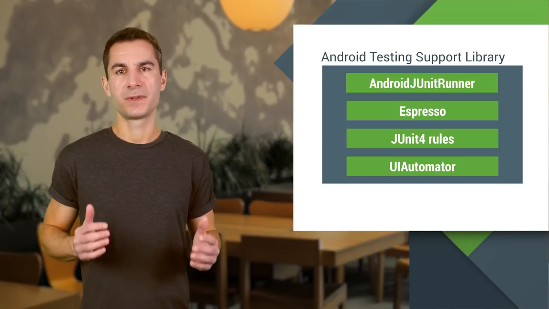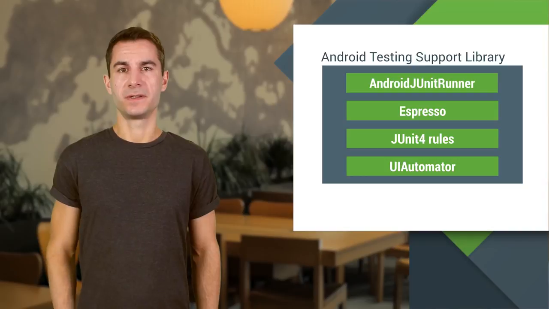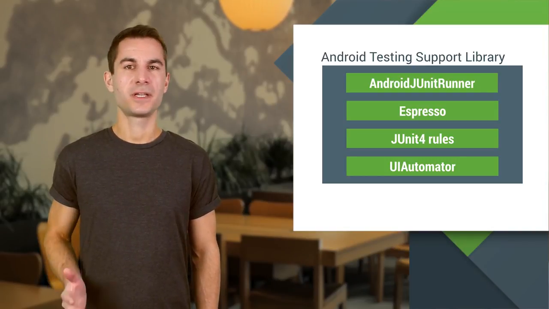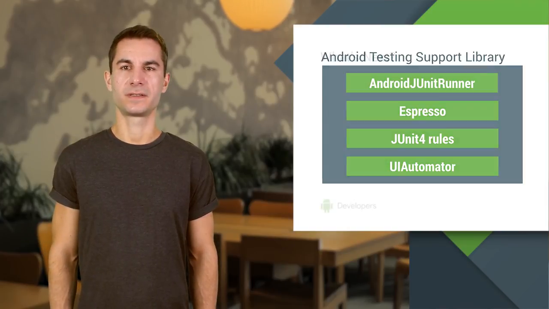The ATSL comes with a great UI testing framework called Espresso that I will focus on in the next few episodes of Android Testing Patterns. It also contains JUnit 4 rules that can automatically start activities and services for your tests.